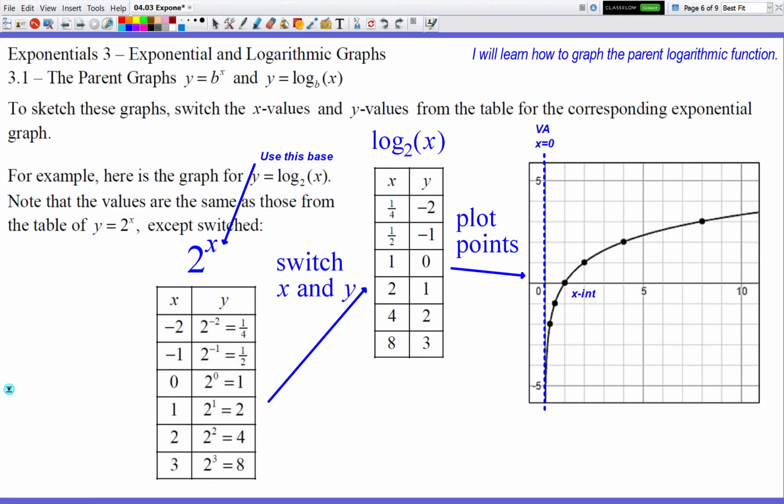So you got that table that we just created. Yeah, this table that's on this left side. So you're going to switch the x and the y's. And there you're going to say, ooh, that sounds familiar, switching x and y's. And that was actually one of your steps for finding the inverse.